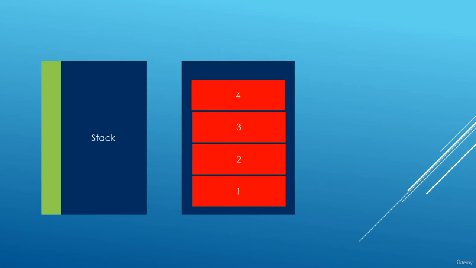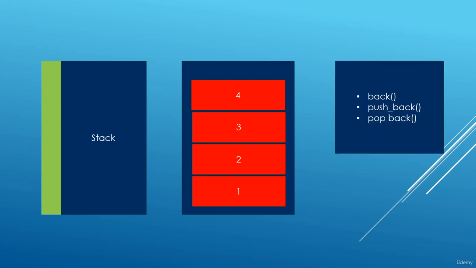Now, we can achieve the stack interface by using the sequence containers we have learned about. But those containers need to support this interface to really be used as stacks. So we need a back method, which is going to be used to read elements from the stack. We need a push_back method, which is going to be used to put data in the stack. And we need a pop_back method, which is going to be used to remove things from the stack.